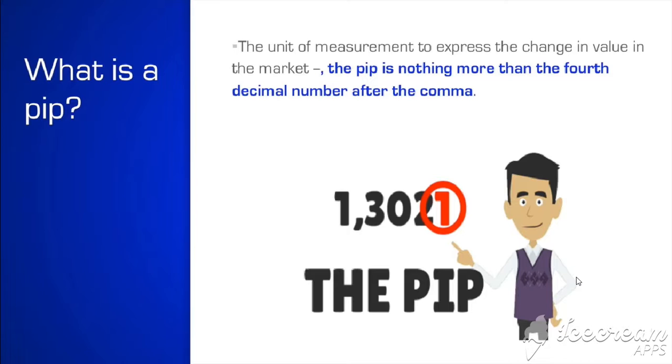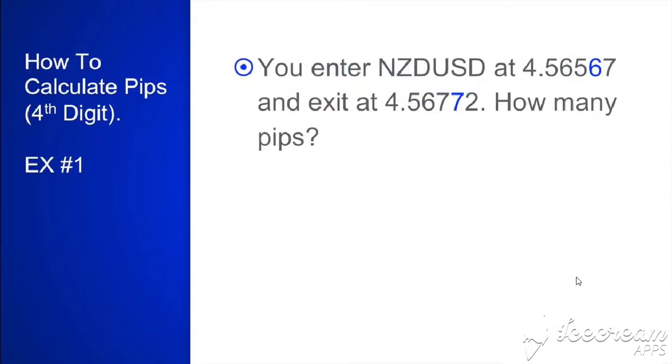It is nothing more than the fourth decimal number after the decimal point. You see in this picture here, the 13021. And by the way, that's not supposed to be a comma. It's actually a period. So that's really 1.3021. The 1 is the pip position. Now you know what a pip is.